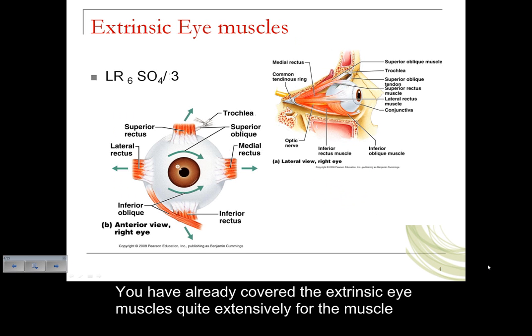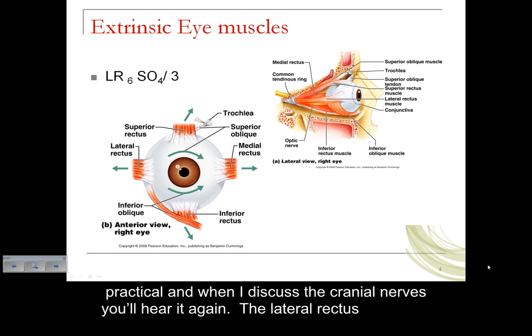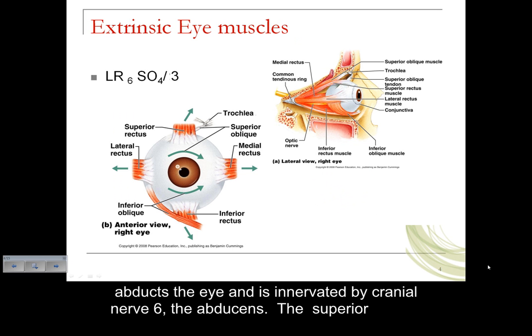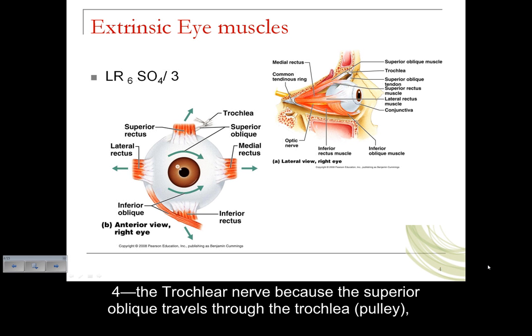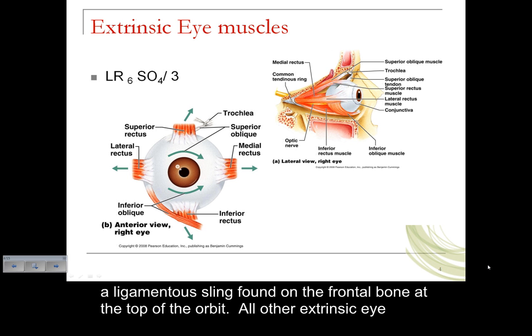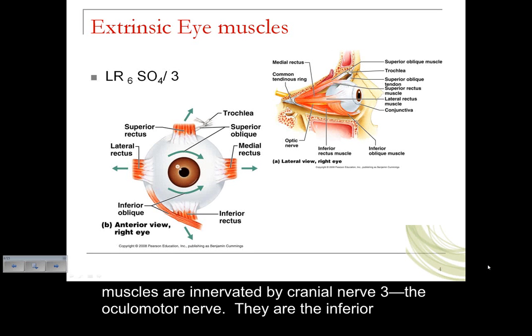You have already covered the extrinsic eye muscles quite extensively for the muscle practical, and when I discuss the cranial nerves, you'll hear it again. The lateral rectus abducts the eye and is innervated by cranial nerve 6, the abducens. The superior oblique depresses and laterally rotates the eye and is innervated by cranial nerve 4, the trochlear nerve, because the superior oblique travels through the trochlea, or pulley, a ligamentous sling found on the frontal bone at the top of the orbit. All other extrinsic eye muscles are innervated by cranial nerve 3, the oculomotor nerve.